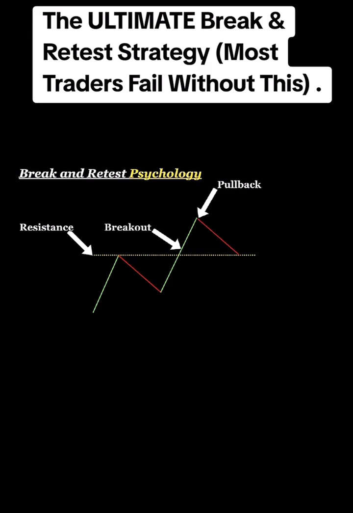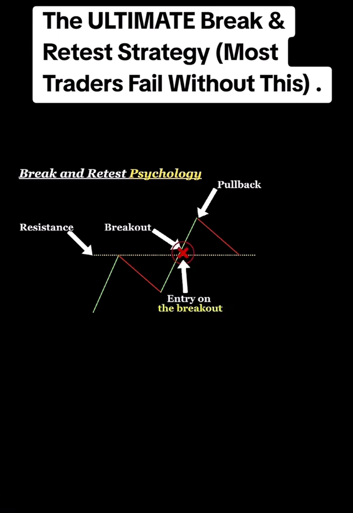Before you can fully apply this strategy, you need to understand the psychology behind the break and retest strategy. When price breaks above a key resistance level, it signals that buyers are in control, pushing the market higher. Traders who entered early, before the breakout, are now in profit. But here's the catch. Markets don't move in straight lines. As price climbs, those early buyers start selling to take their profits, causing a pullback. This isn't random, it's the result of traders closing their positions, which creates selling pressure and makes the market drop.